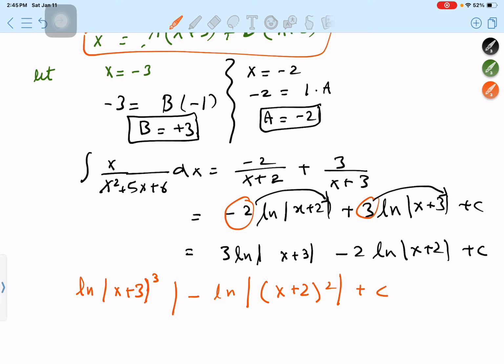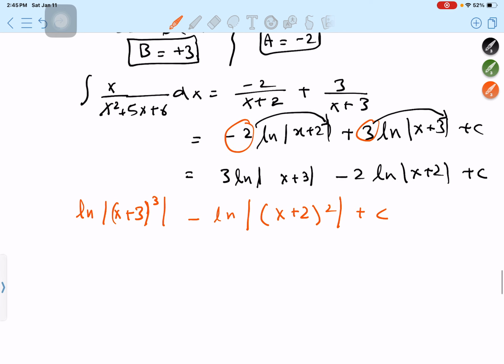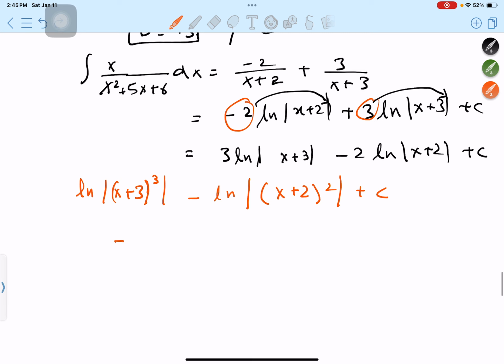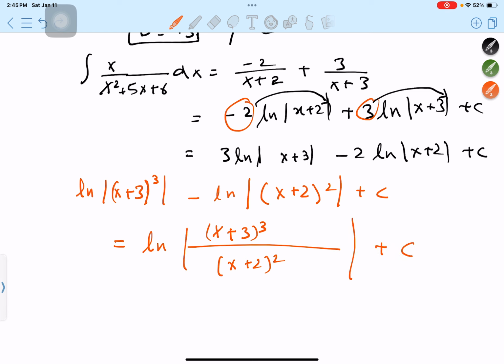simply turn that into division as long as they're the same base, which we have here because it's base e, or the natural log. So on top we have x plus 3 quantity cubed. In the denominator, we'll get our x plus 2 quantity squared. All that should be inside of absolute value plus c. And hey, there's our answer to that question. So kind of a long little tedious question for sure.